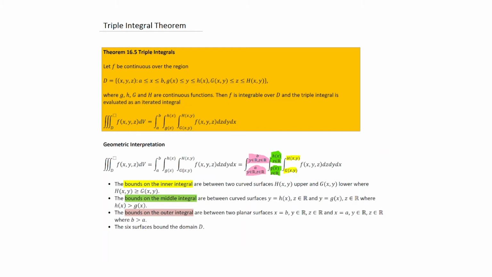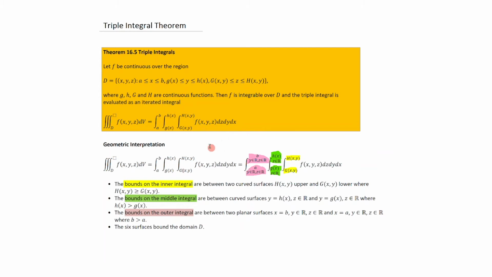And then if these conditions are satisfied, then f is integrable over domain D, and the triple integral is evaluated as an iterated integral. So this is the general form of the expression. Here we've chosen to integrate with respect to z first, followed by y, followed by x. But as we'll be showing shortly, there's no need to keep to this sort of regime. We can change the order if in fact it is advantageous.